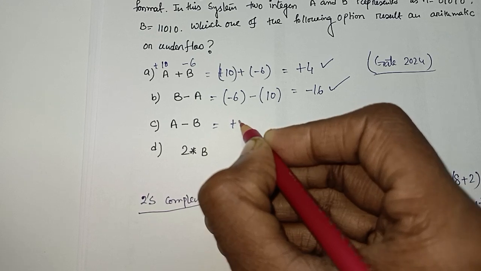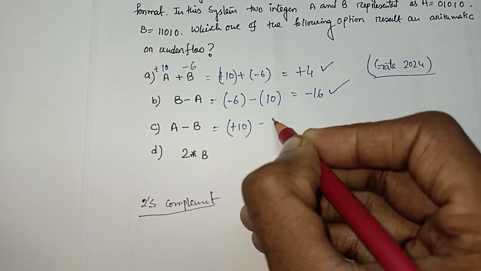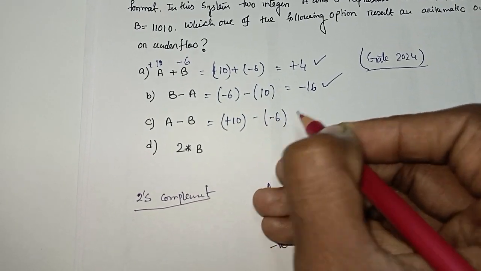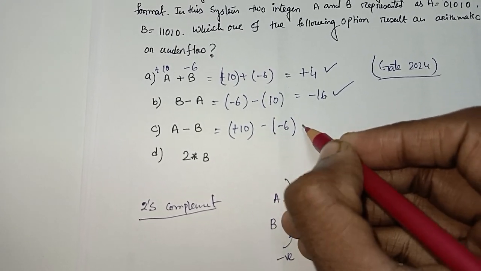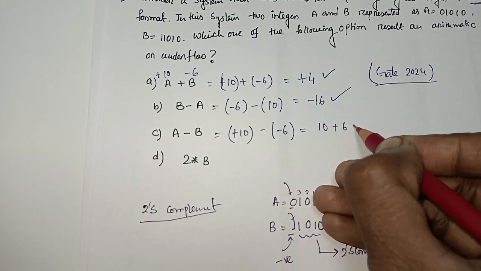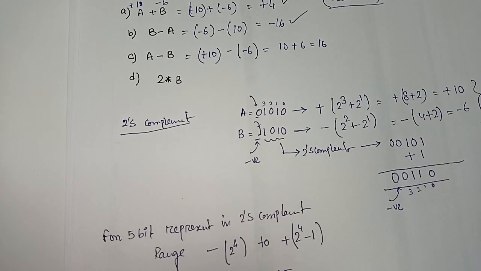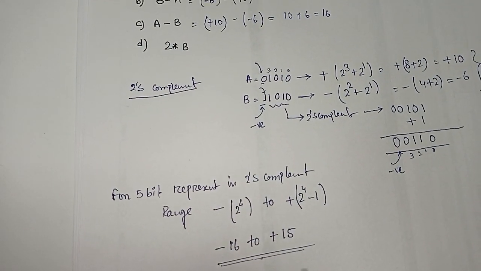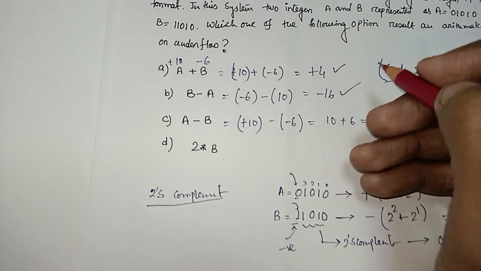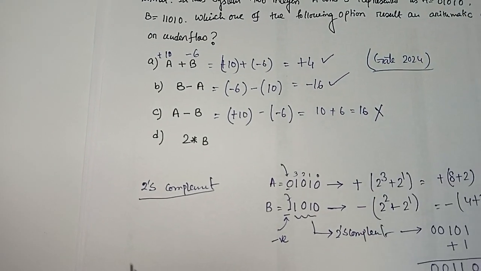Now a is positive 10, minus b is minus of minus 6. We know that minus minus gives plus, so 10 plus 6 is 16. It does not fall into the range of minus 16 to plus 15, so we get plus 16. So the overflow or underflow has occurred.